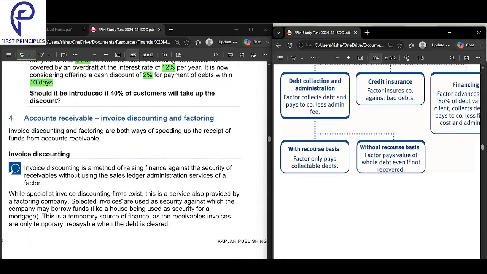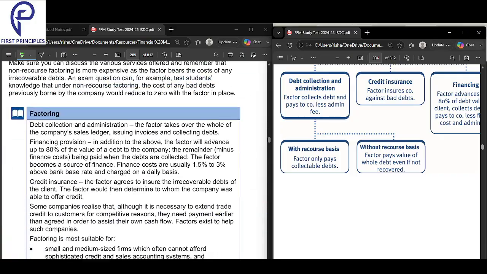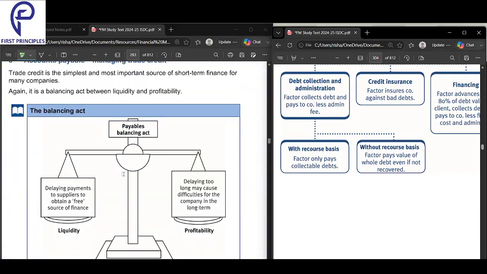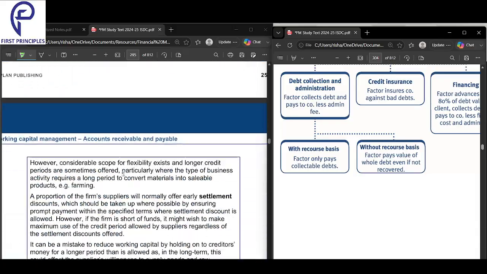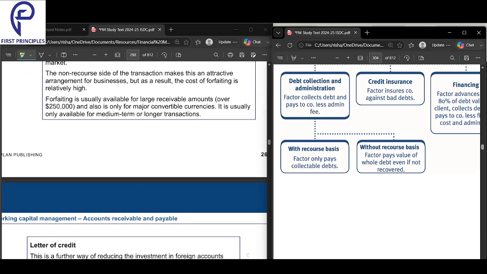Next, once this is done, we look into invoice discounting and factoring. That is the next set of things that we will pick, and we will close this tomorrow. It's a very short part of the chapter. And then we will close the payables, which is just one or two calculations. I think we can close this chapter tomorrow and this will be done.